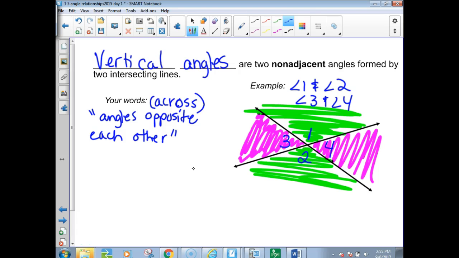Now, one thing we would like to know is that the measure of angle 1 equals the measure of angle 2. Vertical angles are congruent. And the measure of angle 3 equals the measure of angle 4. Okay, they are also equal to one another.